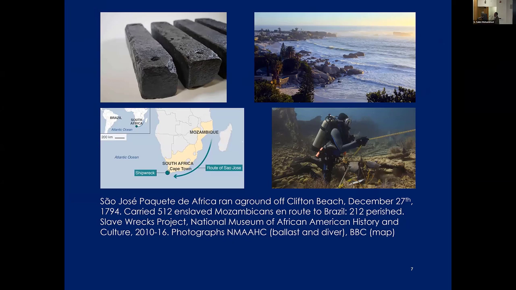And here is an archaeological find that was made off the coast of Cape Town. It was actually a Portuguese boat that was coming from Mozambique, heading for Brazil with 500 odd slaves, of whom 200 perished. They used this ballast, because human cargo doesn't weigh very much. And so this ballast, which is now in the National Museum of African and African American History, was used to balance the boat. Well, the boat ran aground. The survivors were sold back into slavery, actually.